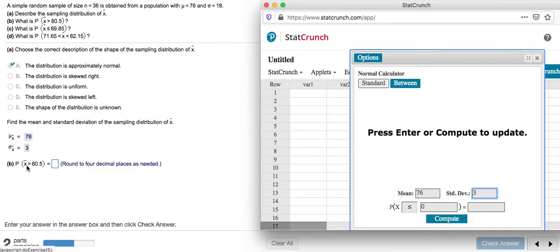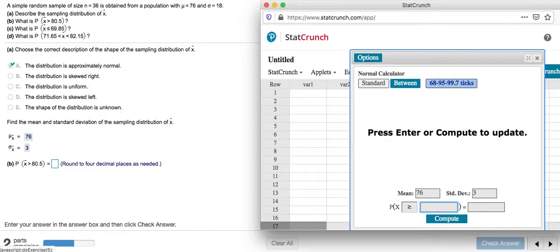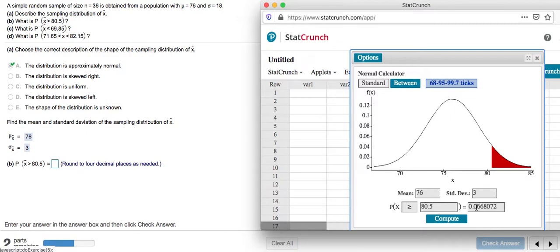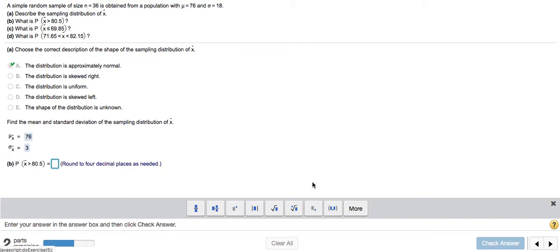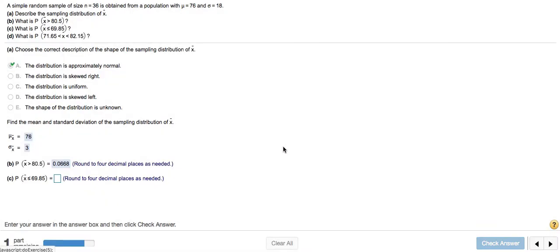And I want the probability that the mean of the sample size of 36 is greater than 80.5. It's the same if there's an equals, but I want to choose the greater than option. Enter in the value 80.5 and click compute. So this is the probability that we need to enter. It's, if I round to 4 decimal places, 0.0668. So about 6.7%, or roughly that.